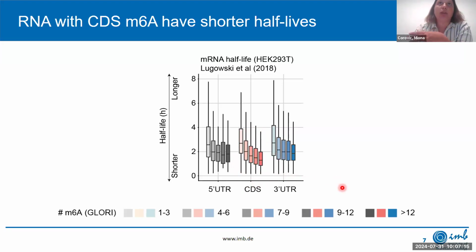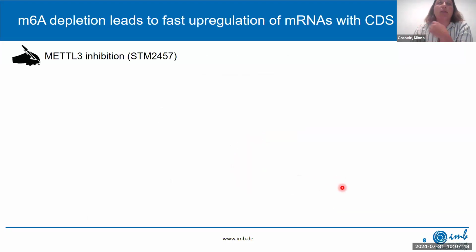In order to now look at this more dynamically, we made use of the METTL3 inhibitor called STM2457. What it does is inhibit METTL3, one of the writer proteins, and it inhibits the deposition of the m6A. And we did it in a dynamic way. So we did a time course experiment and performed RNA sequencing.